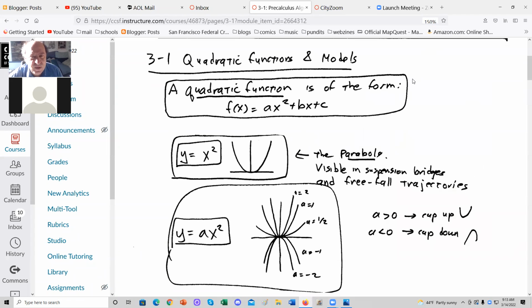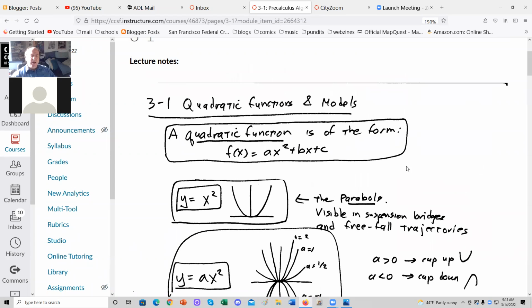All right, now, quadratics, section 3.1. A quadratic function is of the form f of x equals ax squared plus bx plus c. Its graph is this U-shaped curve called a parabola. Here's y equals x squared. It's fairly easy to see. Here's the parabola, that's the graph it makes.